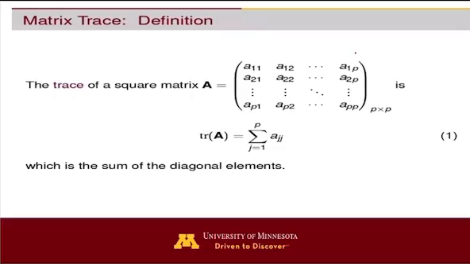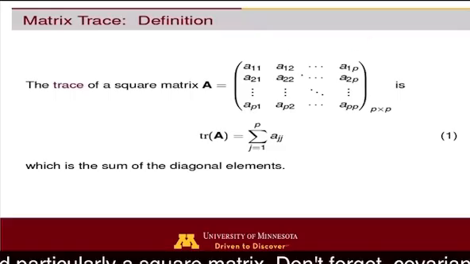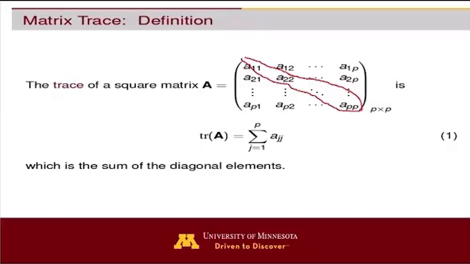If I have a matrix like this, and particularly a square matrix, don't forget, a covariance matrix is square. It has to be a square matrix. When I add up the elements in the diagonal, then I'm doing a trace. And that's why, take a look at this, the trace of a matrix A is adding up the elements in the diagonal. That's what we mean by trace.